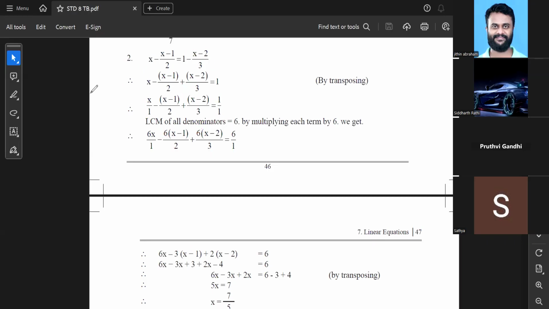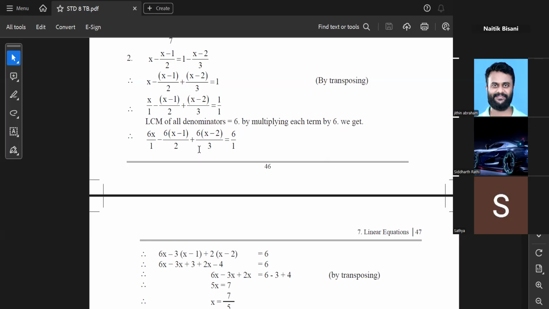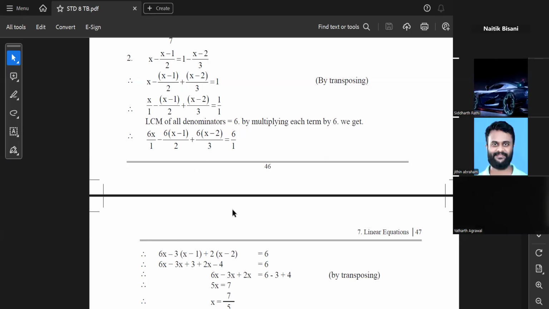If in case there is any doubt in this question, please let me know. Yes, Nathan, tell me. Sir, earlier you had cut that 1, 2, 3 in the denominator. So that was another method, right? By making all the denominators common? Yes, yes, yes. That was a different method. Here they have done a different method. Okay, sir.